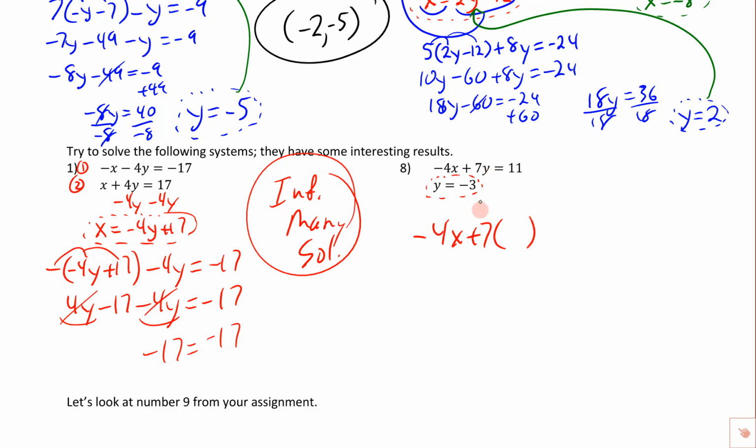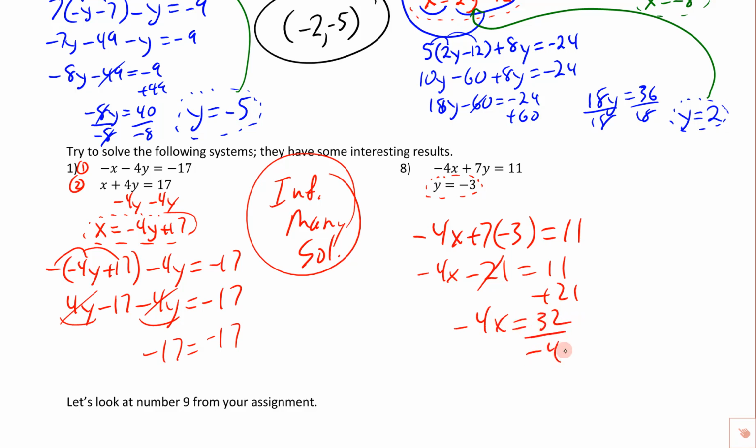Figure out what y is. That's negative 3, and that equals 11. So this is negative 4x, this would be minus 21 equals 11. We're going to move that to the other side, so that would be add 21. So negative 4x equals 32. Divide by negative 4, and we get x equals negative 8.